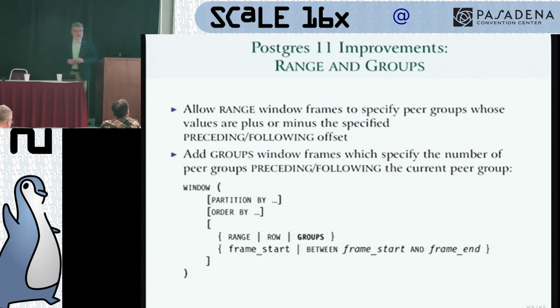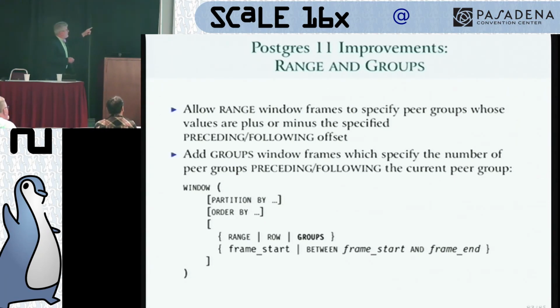Okay? In terms of what we have implemented in Postgres 10 and Postgres 11, we are adding some things to Postgres 11. Effectively, we are allowing a range to specify peer groups whose values are plus or minus the specified preceding or following offset. What that effectively means is you can go backward or forward based on how many peer groups are before you. If you looked at my example, every time we did following and preceding, we were in rows mode. If you do following or preceding in range mode, that's the behavior you get. And you'll get an error in Postgres 10.